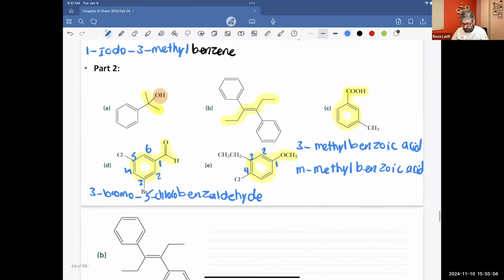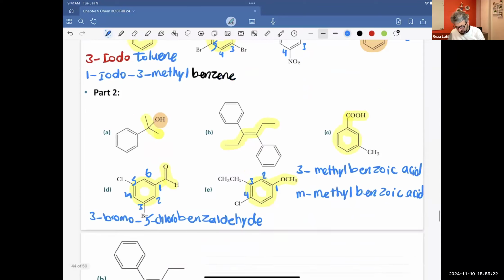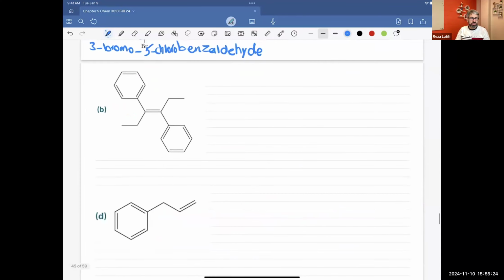Okay, and again, try to go through the names by yourself. I tried to highlight the main chain, or the parent technically, or the base of the molecule, but I did not mention the full name of each molecule, so try to do it by yourself. Okay. I'm going to practice these 2 examples, and I will end the lecture.